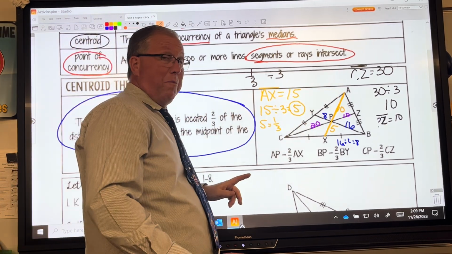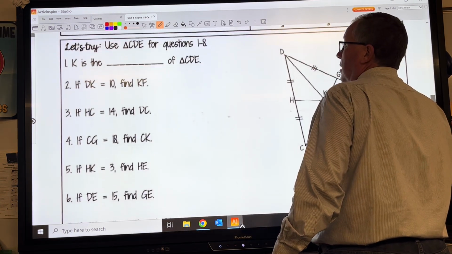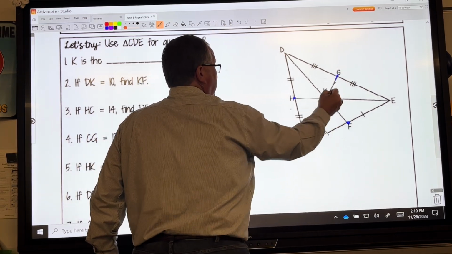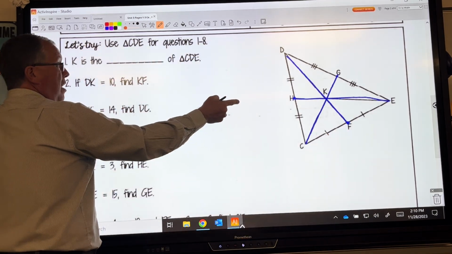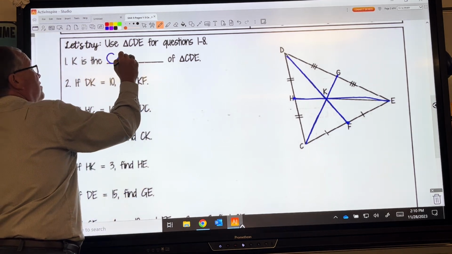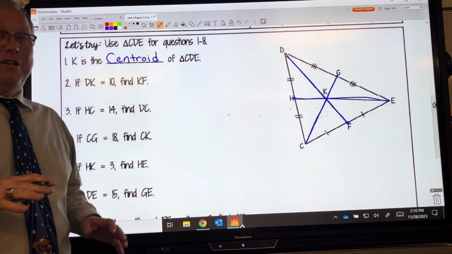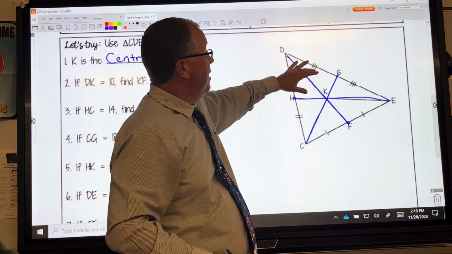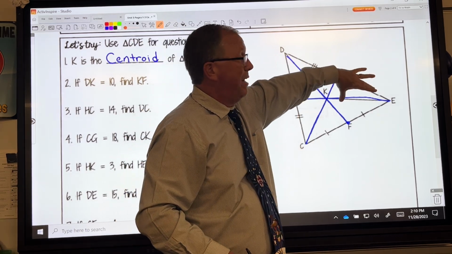So we're going to practice that. Let's come down here. Since you've got midpoint, midpoint, midpoint connected by these lines, those are my medians. Their point of concurrency, that's that fancy word where they all cross each other, is point K. So point K is our centroid, which means we've got small section KF, big section KD, small section GK, big section KC, small section HK, big section KE.